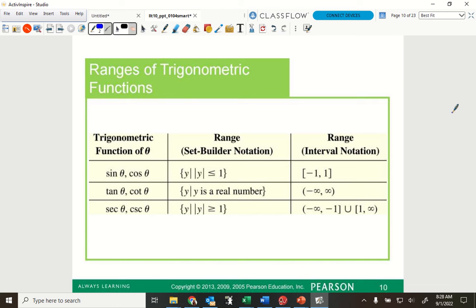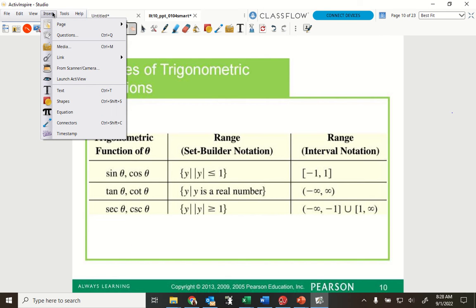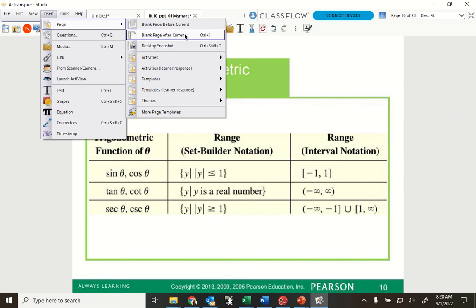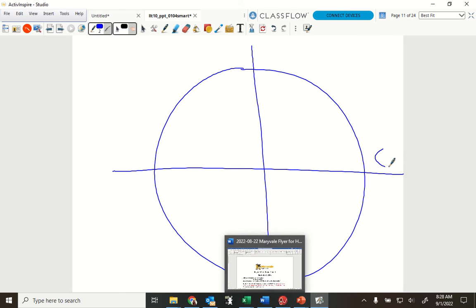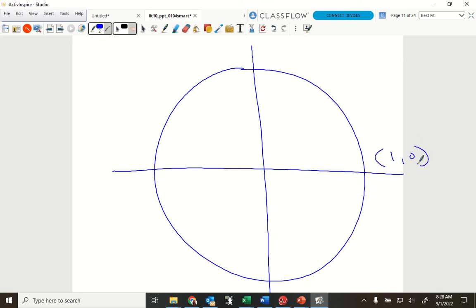We haven't actually even done the unit circle yet, have we? No. Tools, insert, page. There we go. All right, so these things have my values.